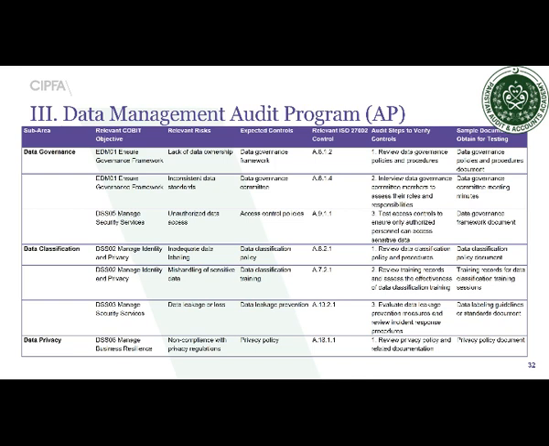How do they manage security services or access privileges, or how is access given? Unauthorized data access would be an issue. So your expected control would be access control policies, as we've said, also predefined access definitions or an access definition matrix. Test access control to ensure only authorized personnel can access sensitive data. Again, you would look at the data governance framework document, or whether a data definition has been done.